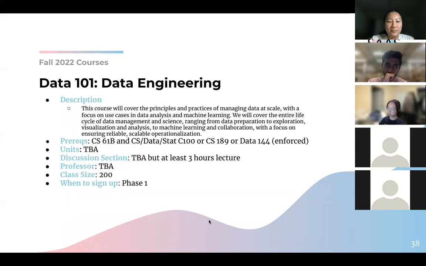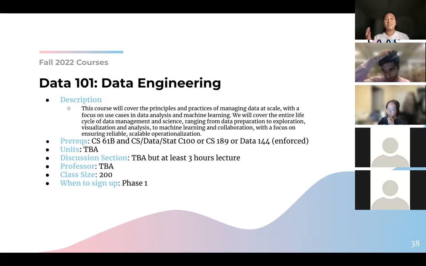Okay, this is a new class actually. So if you have any specific questions about what it's like to be in the class, we don't necessarily know, but next semester they're offering Data 101 for the first time, which is going to be data engineering. It's basically covering the principles and practices of managing data at large scales with a focus on use cases in data analysis and machine learning.